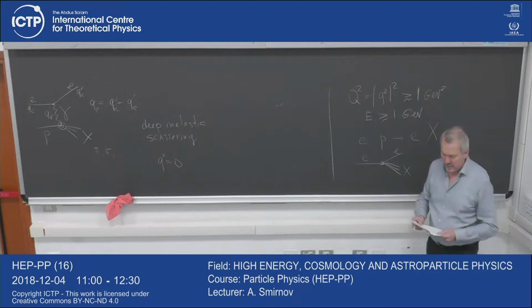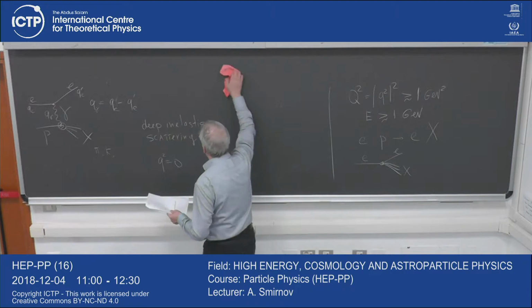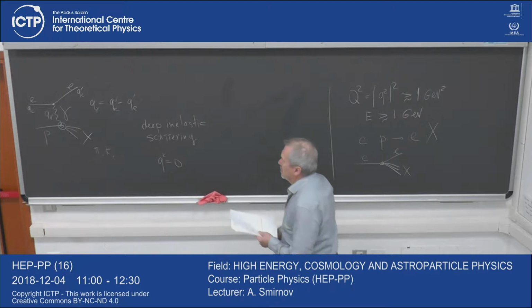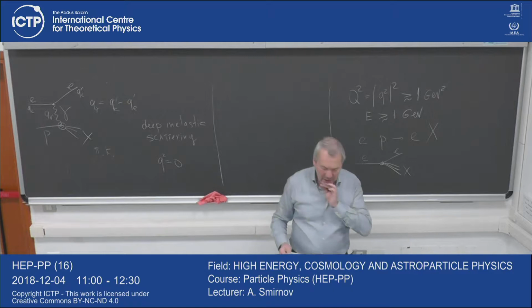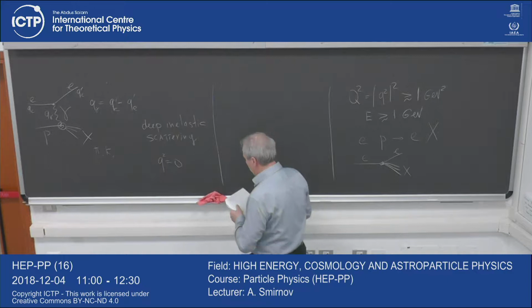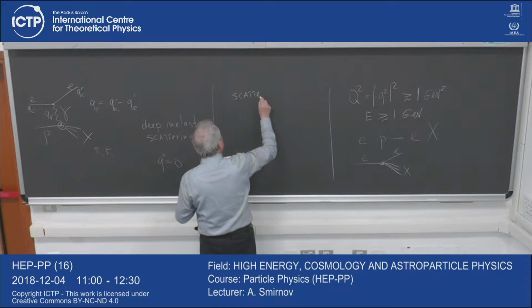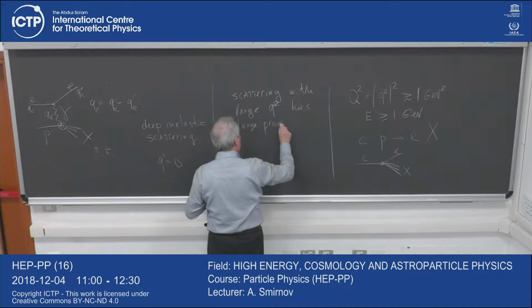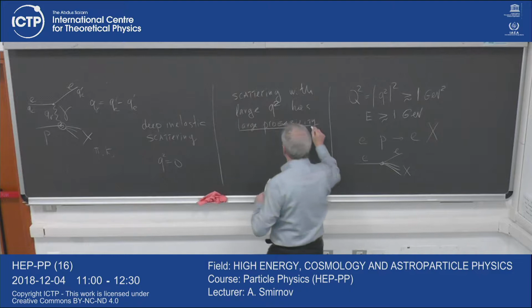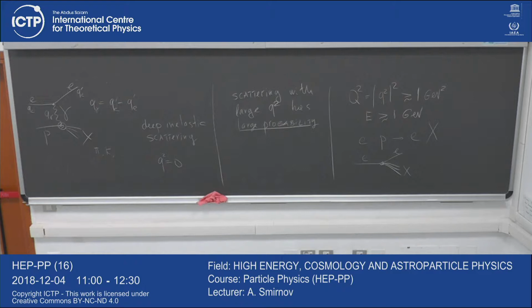So what is the result of this scattering? There were a series of experiments where the initial or probe particle was electron or muon and also neutrinos. The result of these experiments on deep inelastic scattering is that, in fact, with large probability, the scattering proceeds with large Q squared. Large Q squared has large probability. So in quantum theory, this is important, because of course you always have some probability that scattering occurs at a big angle. But what is important is that a large number of events with large Q squared has been observed.